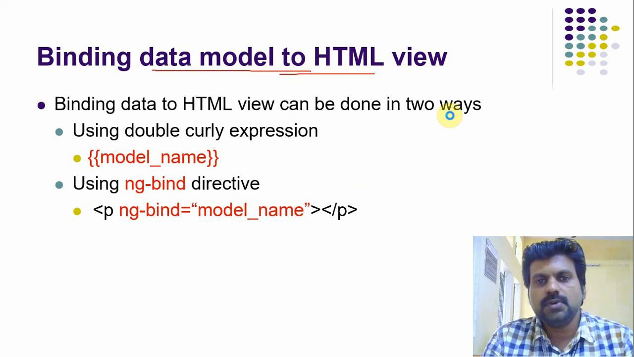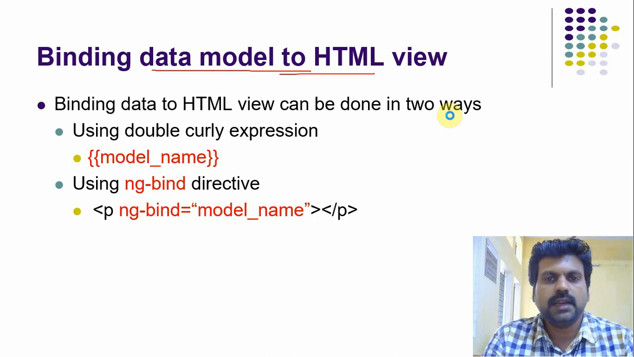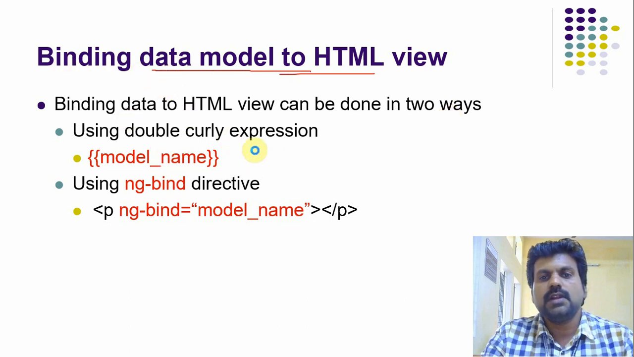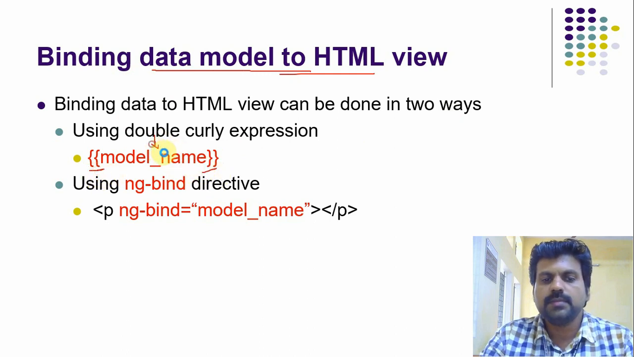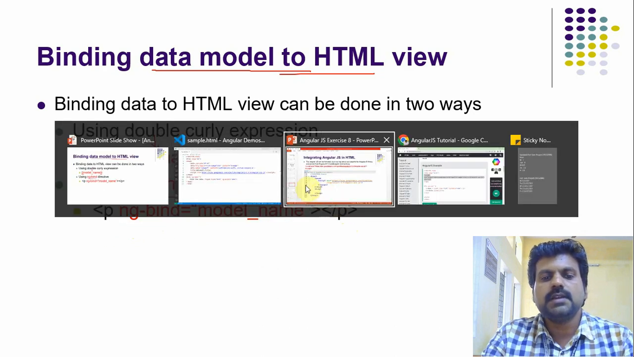So using ng-model we can create data, and that data you can bind into any view component by using a binding concept. There are two ways you can bind. One is double braces, inside which you apply the model name. Otherwise we can use another directive called ng-bind, like this paragraph with ng-bind and the model name. Now let us understand how to do that.